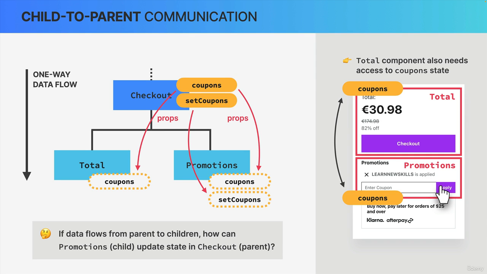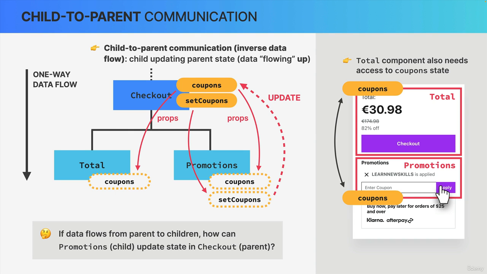And so now that we have the setCoupons function in promotions, once a new coupon is added, we can simply use setCoupons to update the state that lives in the parent component. And this is actually exactly what we also did in the previous lecture, with the difference that we didn't directly pass setItems, but a function that uses setItems to update the items, which is essentially the same thing. But anyway, we can call this technique of passing down a setter function child-to-parent communication, or also inverse data flow.